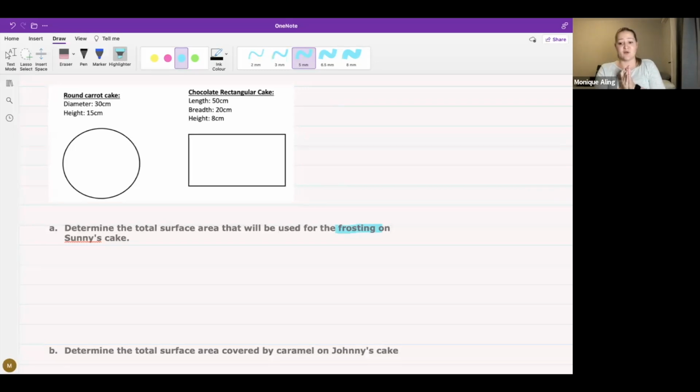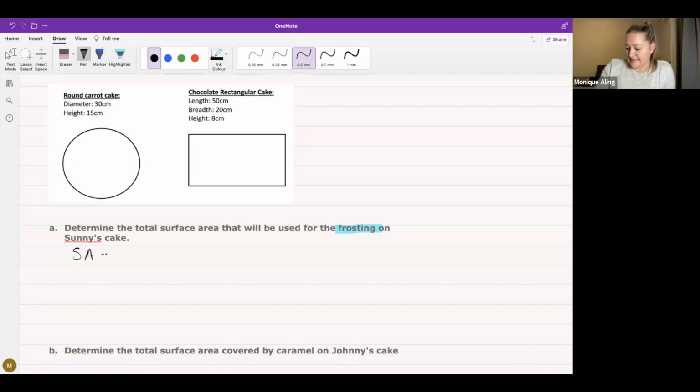So it's a little bit of a trick question. Do we put icing on the bottom of our cakes? No, we don't. So we need to work out the surface area where the frosting is actually going to go. So we know it's going to go onto the top of our cake, and we know it's going to go around the sides, just not the bottom. Okay, so let's have a look.